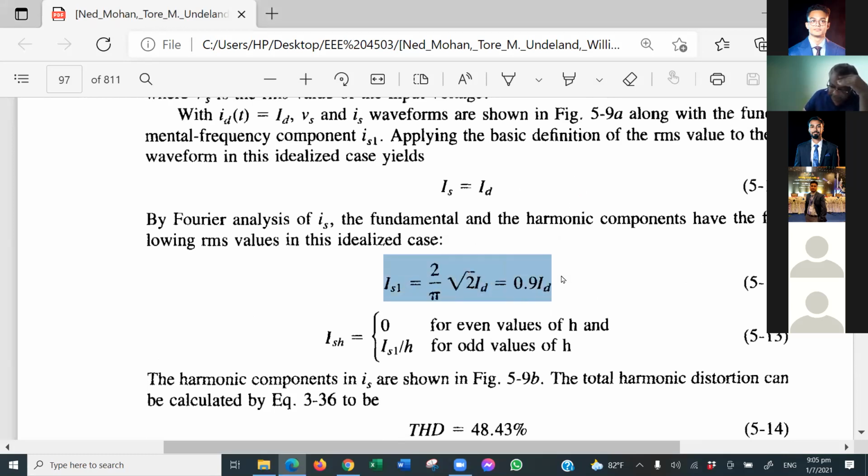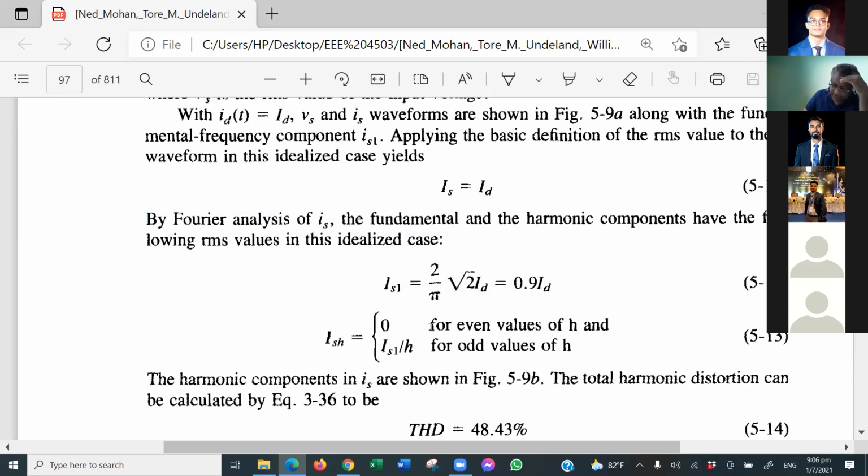Can you see this equation? Yes, sir. What is it? Is what it is written there. Fourier analysis of IS: since it is rectangular in shape, the fundamental and the harmonic components have the following RMS value in the idealized case. IS1 equal to 0.9 ID, and ISH, H stands for the harmonics.